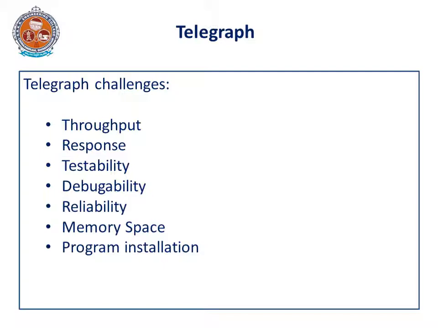Debuggability. The telegraph has no screen, no keyboard, no speaker to send an error or message. Simply, it just stops working. Reliability. The telegraph is not allowed to crash. The software must function without human intervention. Memory space. It has only a finite amount of memory to store programs, that is 32 KB. Program installation. It requires special tools to install the software into the embedded system.